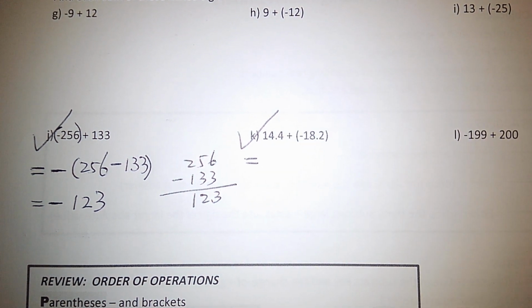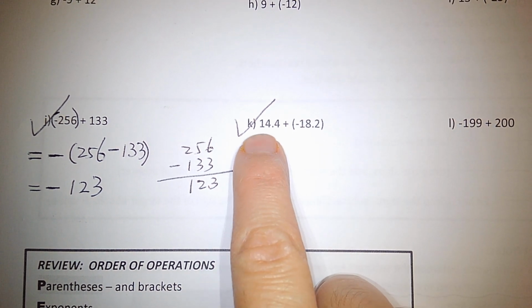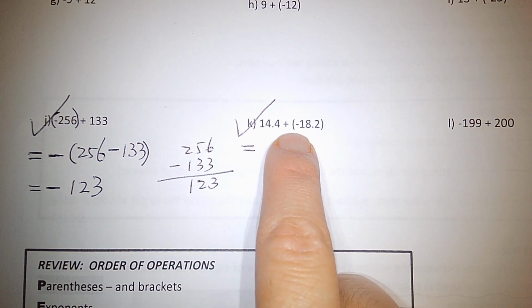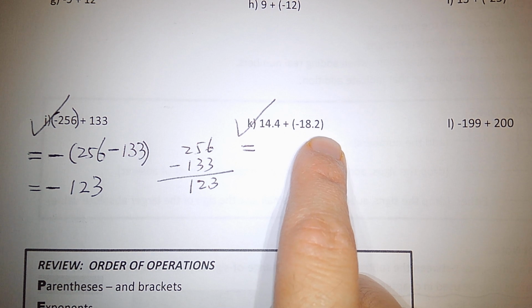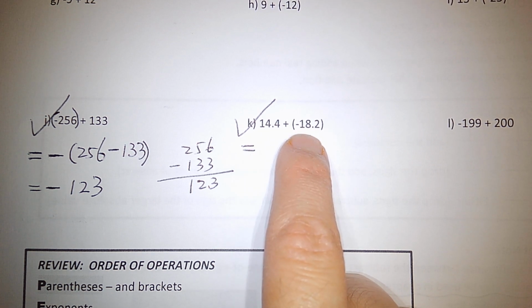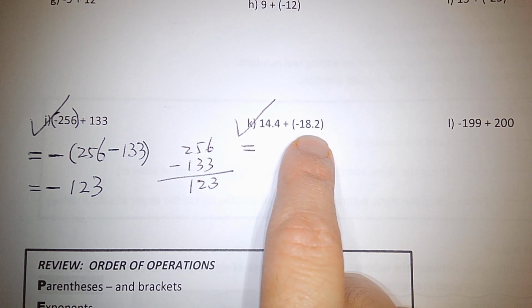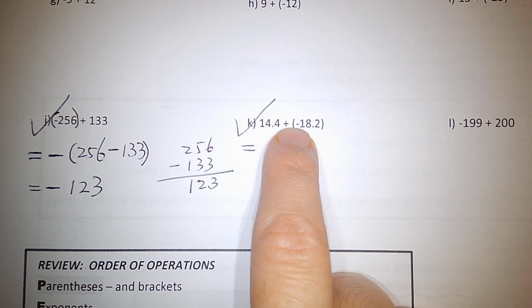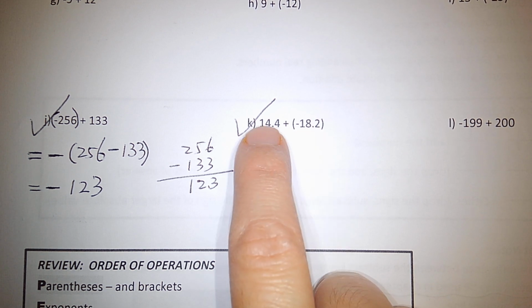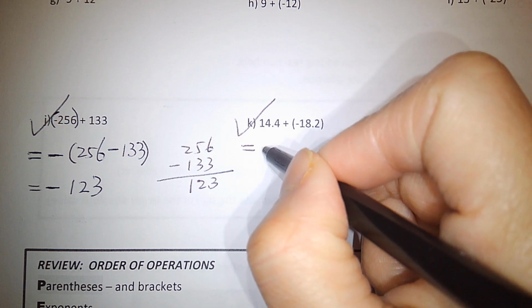Question K. 14.4 plus negative 18.2. Which number sign should dominate the result? Positive or negative? Negative, why? Because 18.2, right, is bigger than 14.4, right? So negative.